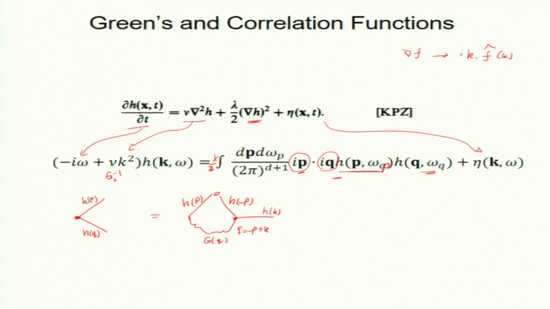So, if I put k, then p minus p will go to the left and p plus q is k. So you see, this term is my bubble or self-energy diagram that is going to correct this viscosity. This is precisely what I did before.